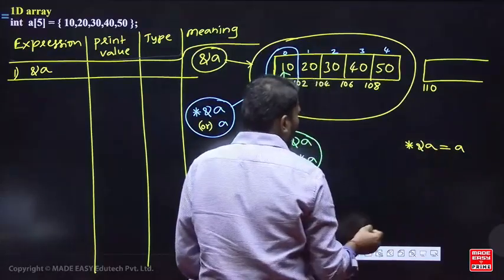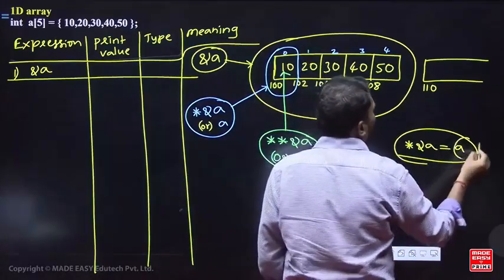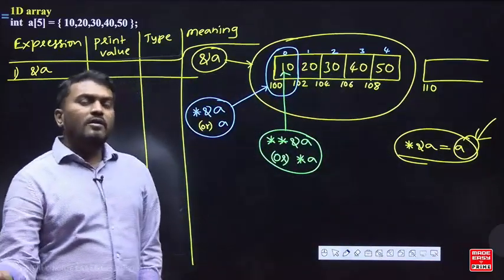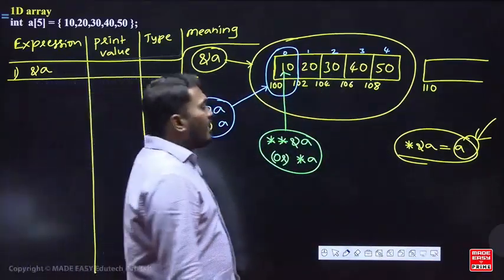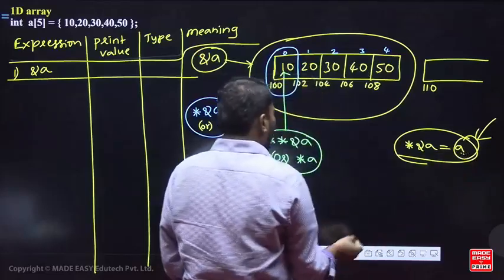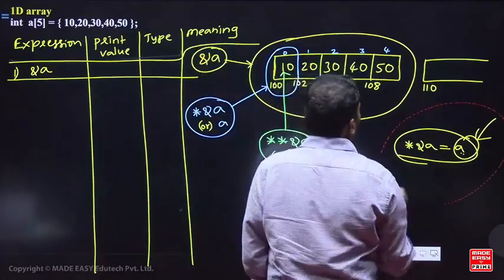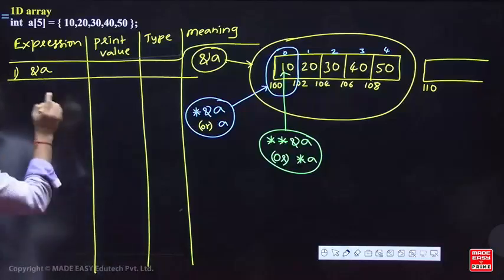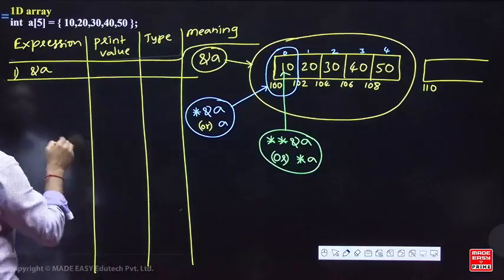What will a print? You already studied this before, Shubhi Goyal. Then why do you have this doubt? I already told you what it will print: base address 100. So again you are having that doubt. Don't worry, just listen, follow, and you will understand.